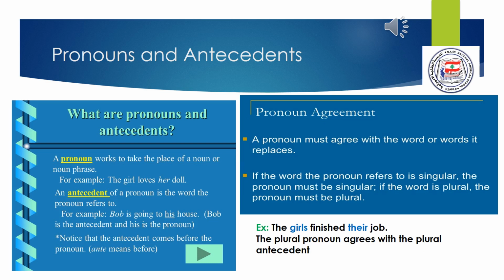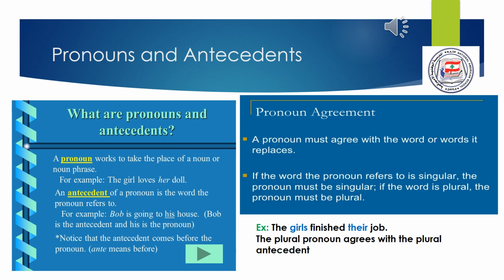What are pronouns and antecedents? A pronoun works to take the place of a noun or noun phrase. For example, the girl loves her doll. An antecedent of a pronoun is the word the pronoun refers to. For example, Bob is going to his house. Bob is the antecedent and his is the pronoun. In the first example, her is the pronoun and the antecedent is girl. Notice that the antecedent comes before the pronoun.